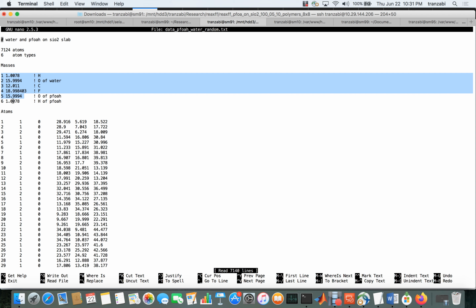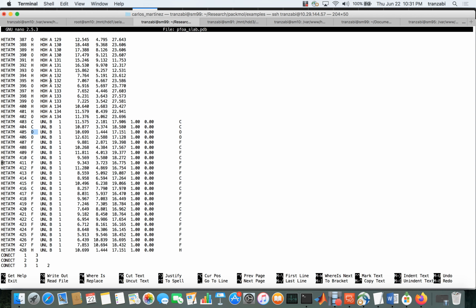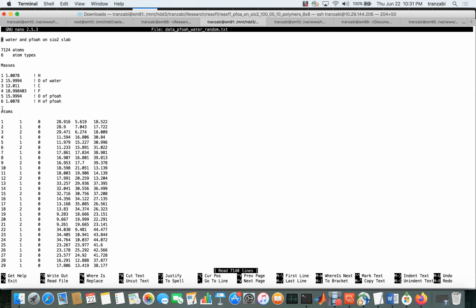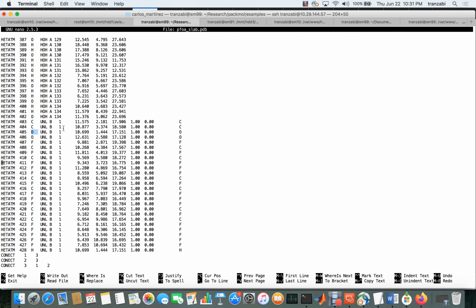So again, this file needs to be generated by the Python code from this output file, which is the output file of PACMO. Okay, going back here, the next block is atoms. Again, you leave a blank line and then the atoms section, then another blank line. And here we're going to have the coordinates of all those 428 atoms in the output of PACMO.